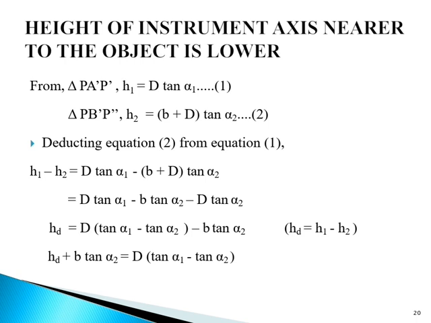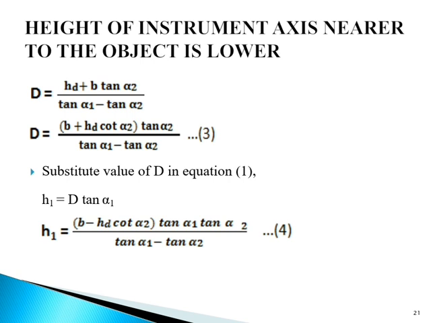So h1 minus h2 is equal to d tan alpha 1 minus bracket b plus d tan alpha 2. It will be further simplified into d tan alpha 1 minus b tan alpha 2 minus capital D tan alpha 2. Now we know that HD is equal to h1 minus h2, so we can replace it. HD is equal to d into bracket tan alpha 1 minus tan alpha 2 bracket minus b tan alpha 2. Further simplifying, HD plus b tan alpha 2 is equal to d into bracket tan alpha 1 minus tan alpha 2.